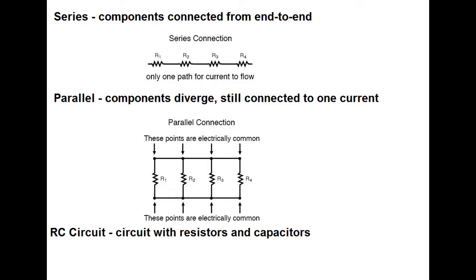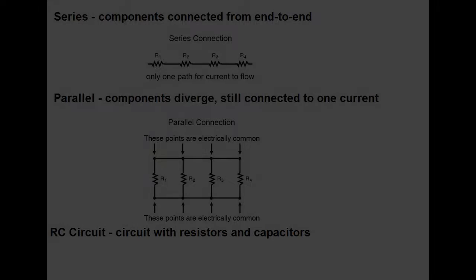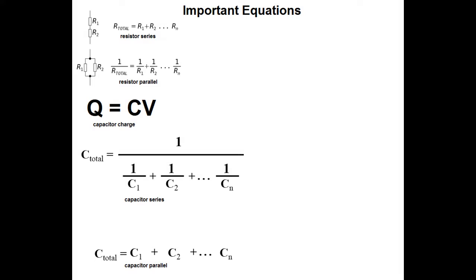And the final term we're going to define is an RC circuit, which essentially just stands for a resistor-capacitor circuit, which is just a circuit with resistors and capacitors. There are also some important equations we should define.